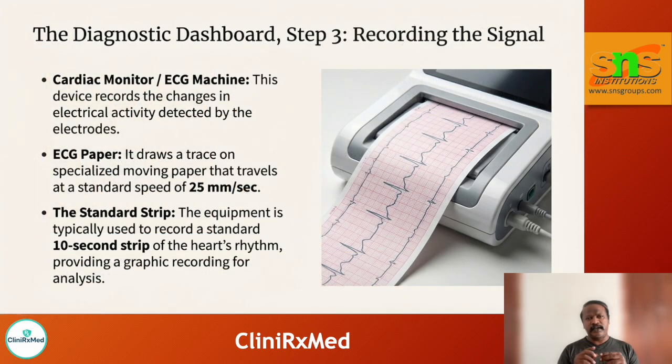The ECG machine records these changes and draws a trace on specialized paper moving at a standard speed of 25 mm per second. Typically, we record a standard 10-second strip to provide a graphic snapshot of the heart's rhythm for clinical analysis.